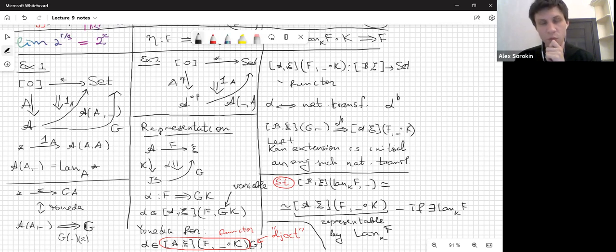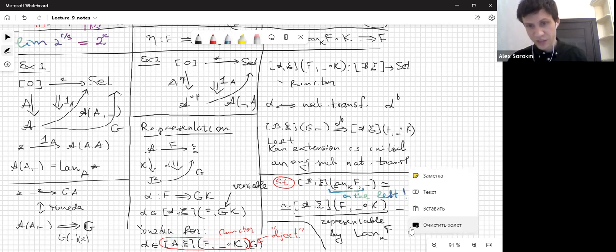Okay, if there are no questions, I will go down. But before, I would like to emphasize why left Kan extension is called left. This functor is on the left. So in this isomorphism, we have a functor on the left. So that's why left Kan extension is called left.